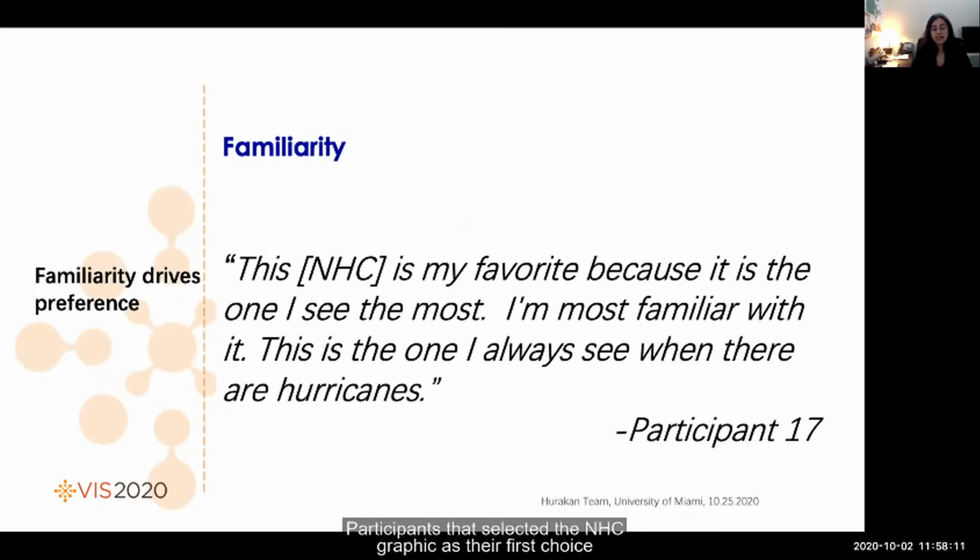Participants that selected the NHC graphic as their first choice indicated that familiarity with the graphic played an important role. However, the perceived cognitive ease in processing familiar representations of information did not alleviate, as we explained previously, misinterpretations due to the cone of uncertainty design. Shown here are some representative voices.